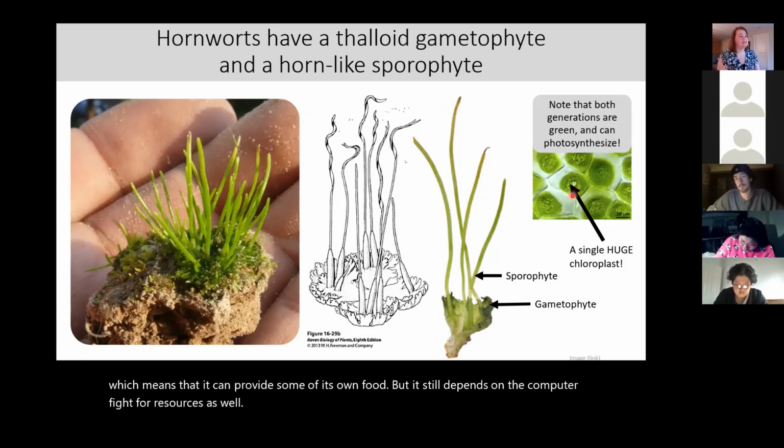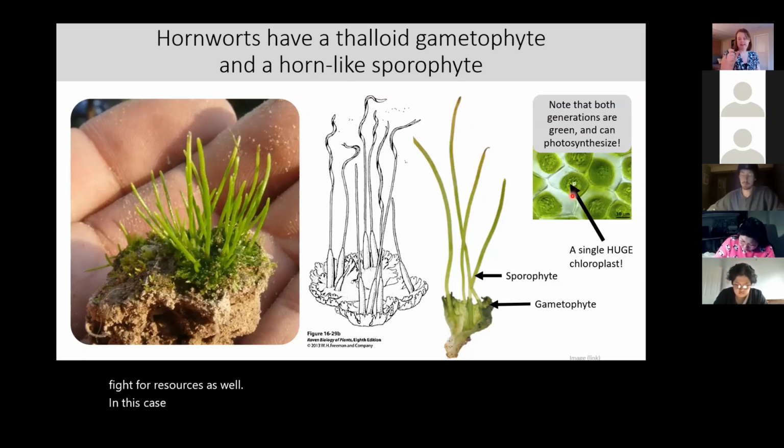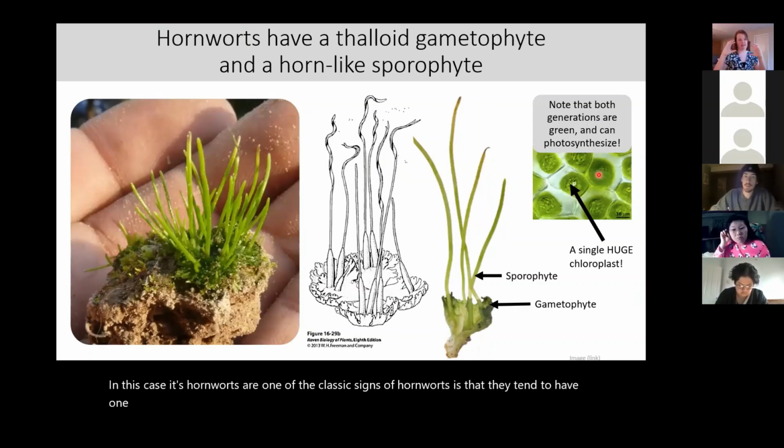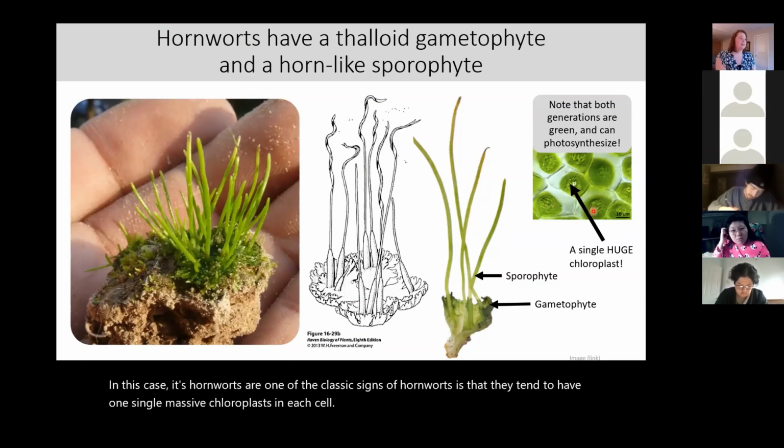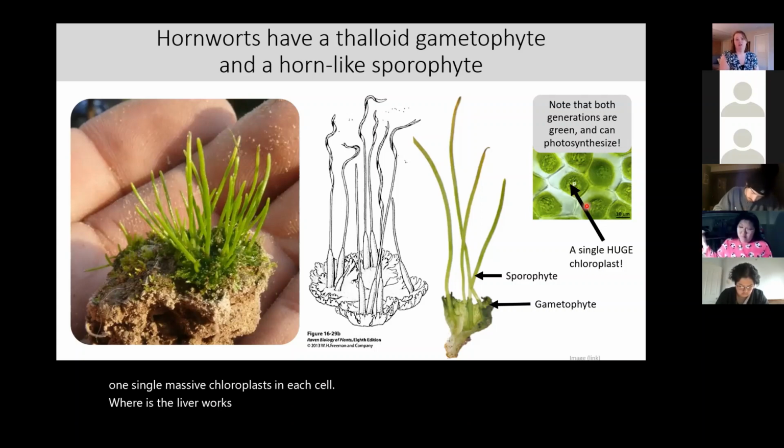One of the classic signs of hornworts is that they tend to have one single massive chloroplast in each cell, whereas the liverworts and mosses would be more familiar to you as having multiple chloroplasts in each cell.